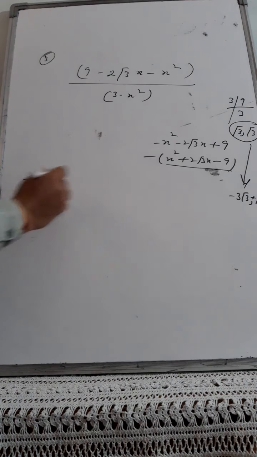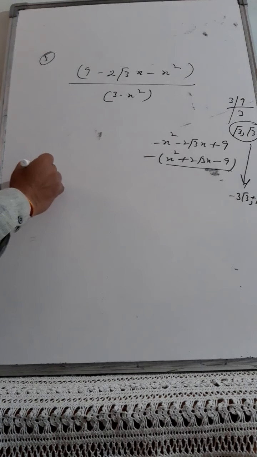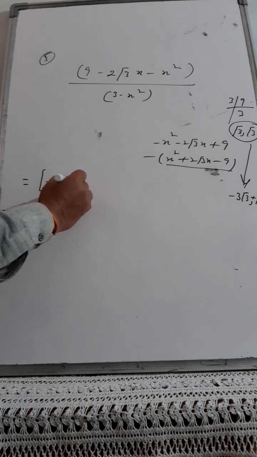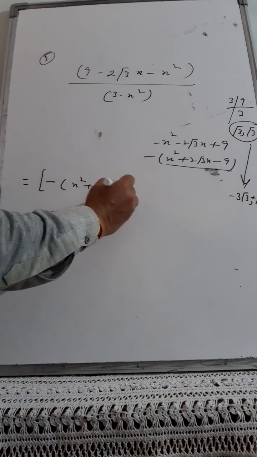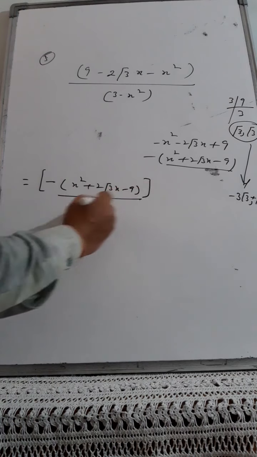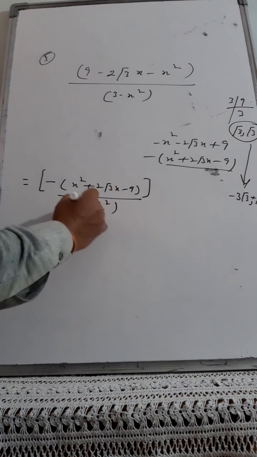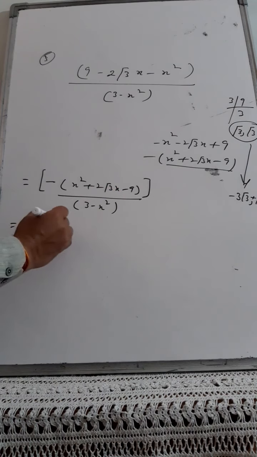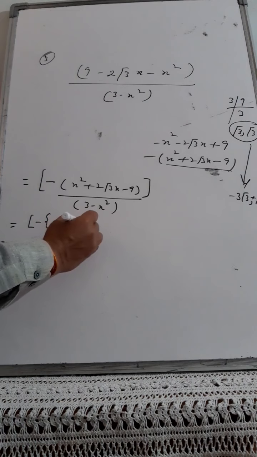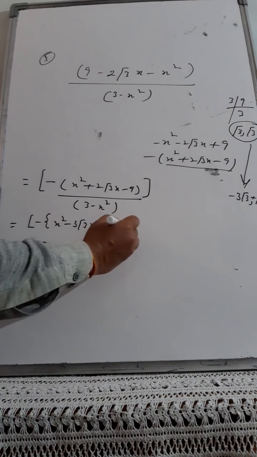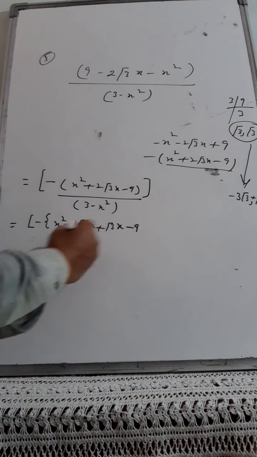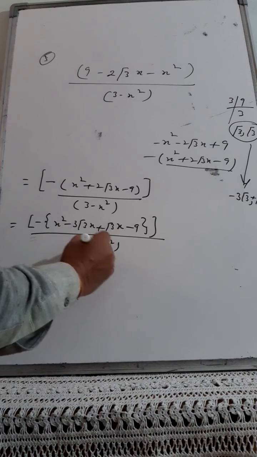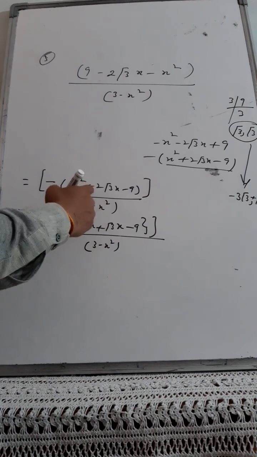So how will you go then? If I split it, I will use this bracket, and say I have arranged it with the minus sign outside: (x square plus 2 root 3x minus 9) upon (3 minus x square). So here, with this minus sign in the numerator, use a curly bracket: x square minus 3 root 3x plus root 3x minus 9, close the curly bracket, and upon it you take 3 minus x square. Minus 3 root 3 plus root 3 is equal to what?